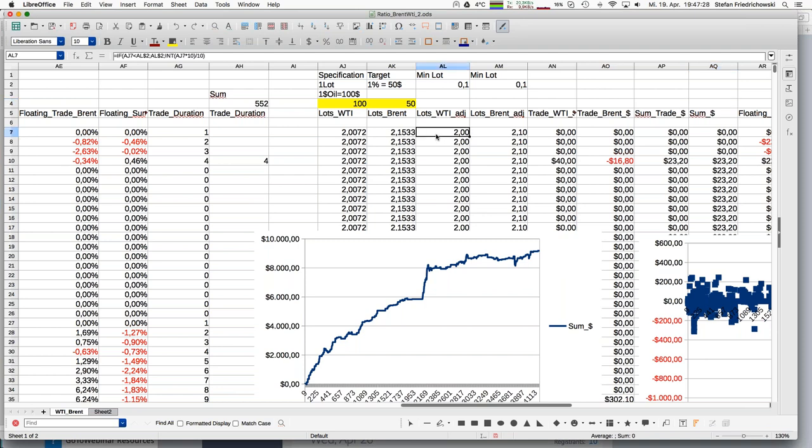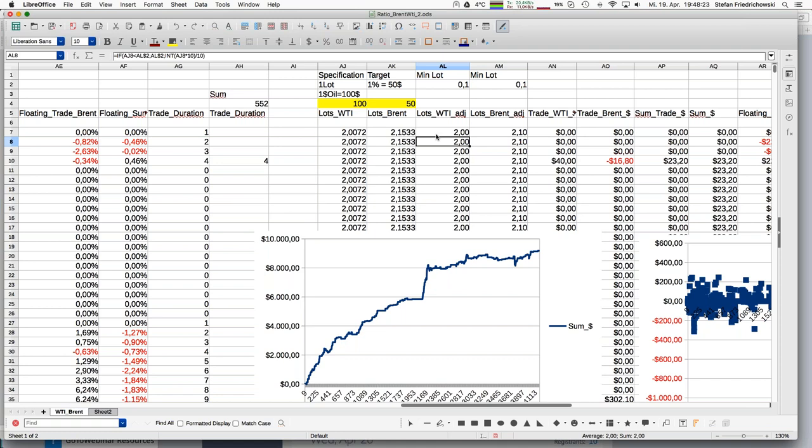in a little more detail, in this case, everything is already adjusted to JFD Brokers. That means the minimum lot size for trades on Brent and WTI is 0.1, and the step size is 0.1 as well. So we cannot trade what is originally calculated in here, like 2.0072 lots for the WTI trade and 2.1533. No, we have to live with the limitations, and the limitations in this case are 0.1 lot, and that is good enough here. So we are not exactly market neutral, but we come close to that market neutrality.